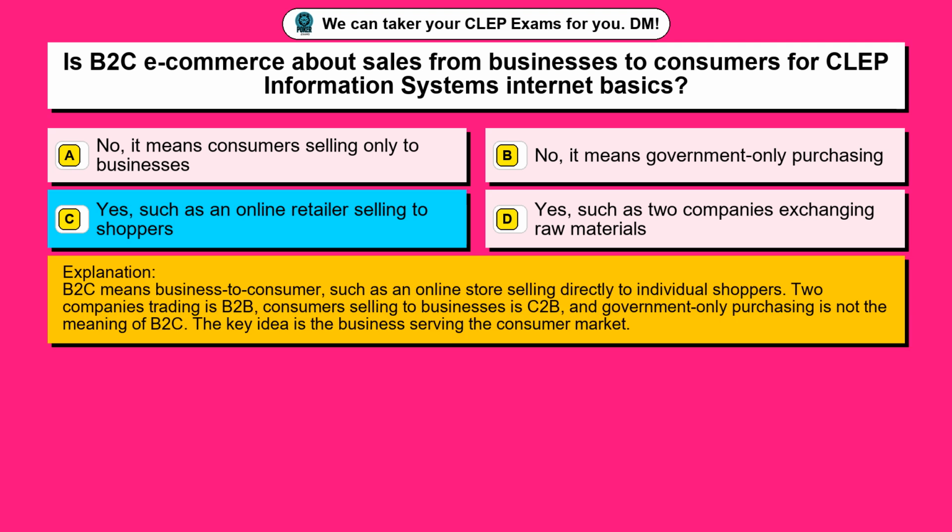B2C means business to consumer, such as an online store selling directly to individual shoppers. Two companies trading is B2B, consumers selling to businesses is C2B, and government-only purchasing is not the meaning of B2C. The key idea is the business serving the consumer market.